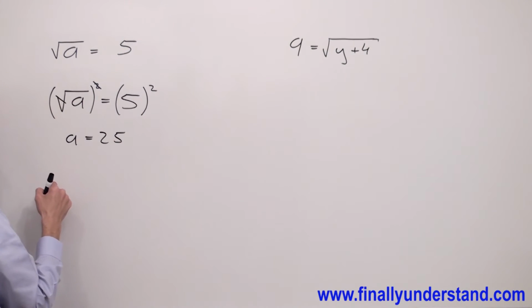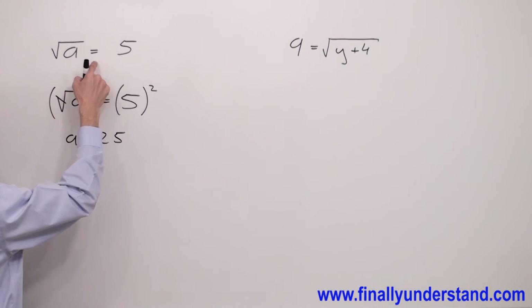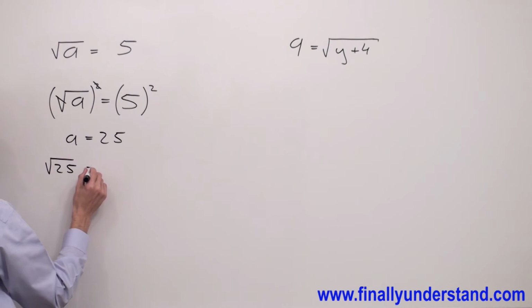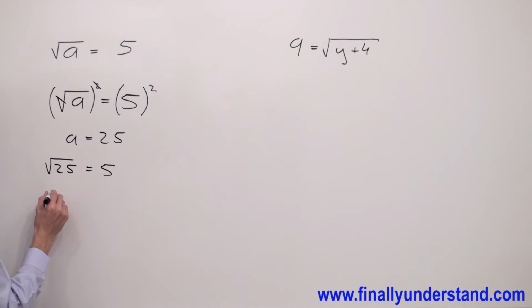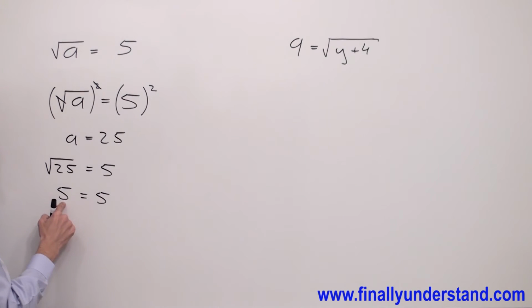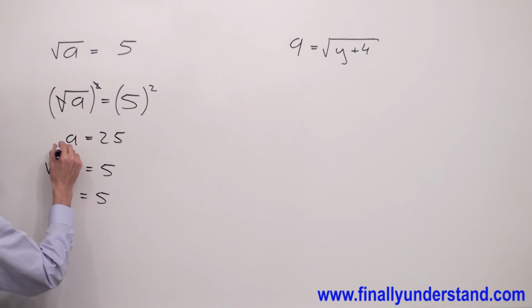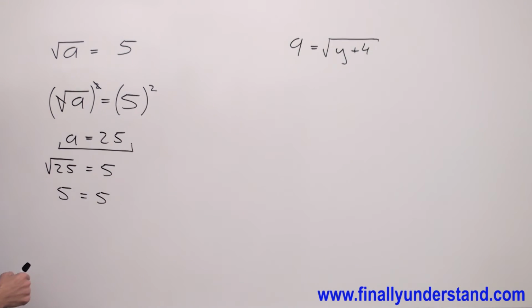Let's verify my answer. Instead of a in my original equation, I'm going to write 25. That's why I have square root of 25 is equal 5. Square root of 25 is equal 5 equals 5. Left side is equal to the right side of my radical equation. That's why the answer to my problem is a equals 25.